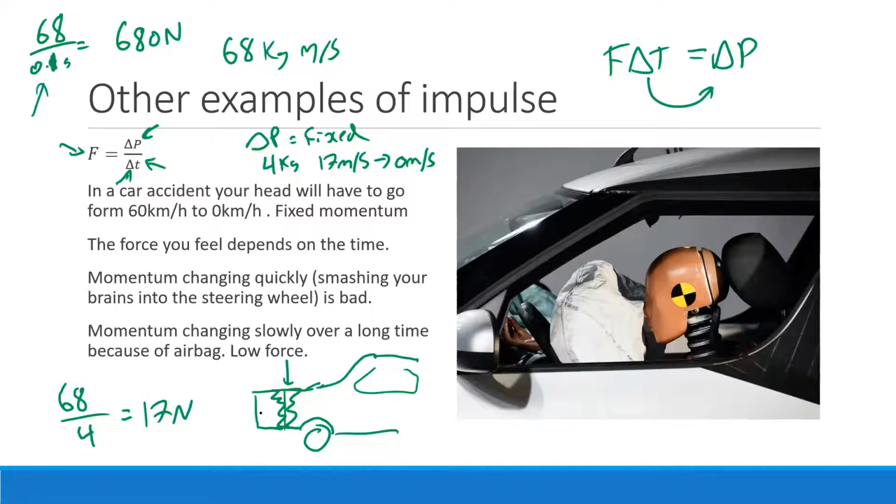You'll still have to go from 17 meters per second to 0, but you want to slow down as slowly as possible. You want that acceleration to be really, really low so that the force that you feel is really low. That's what we're trying to get across here. And that's another way you can explore impulse. It's just by increasing that time, it changes that force.